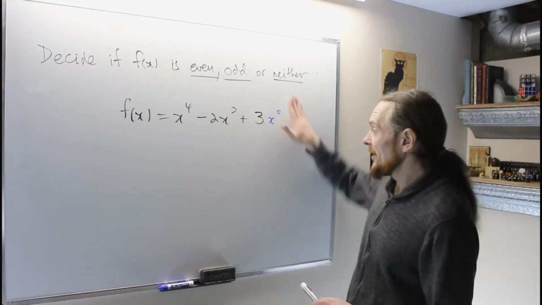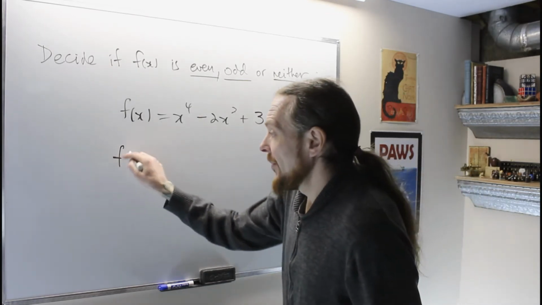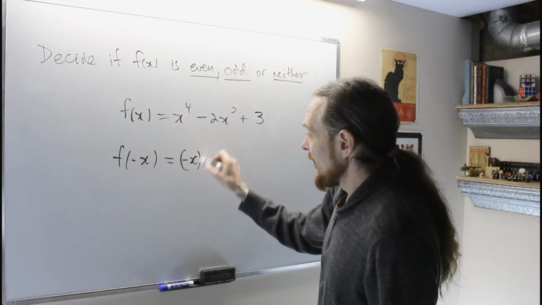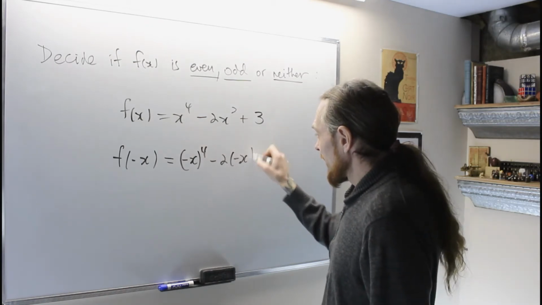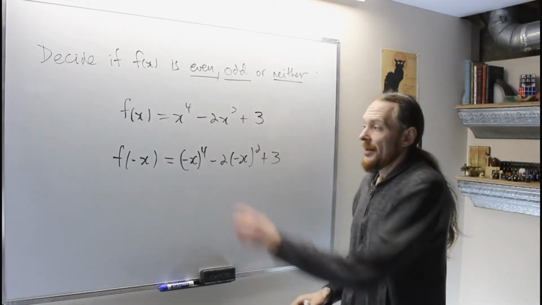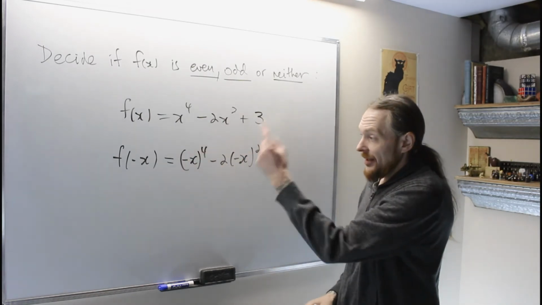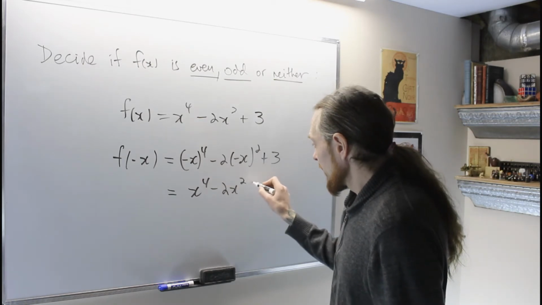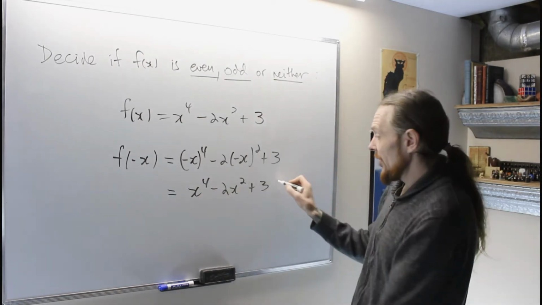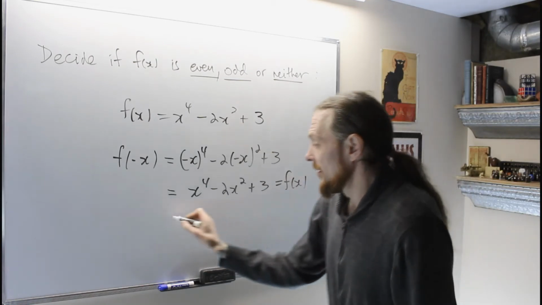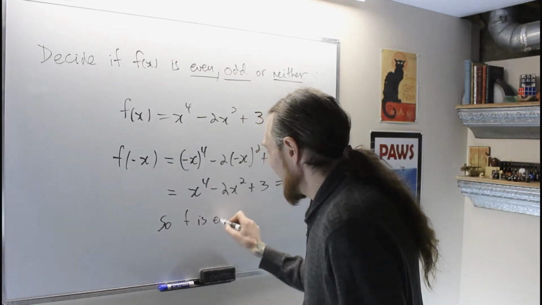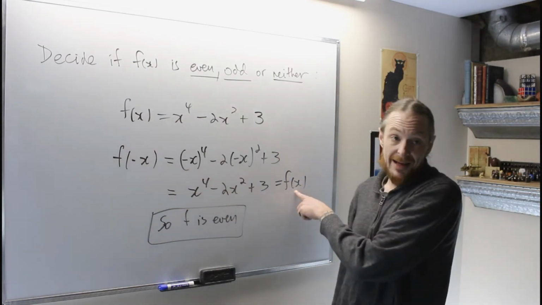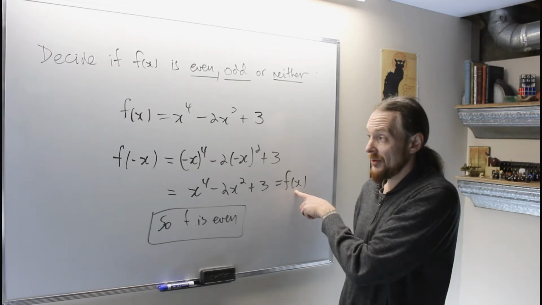In practice, how do we actually do this? We have to check f of negative x every time. So when I put that in there, negative x to the 4 minus 2 negative x squared plus 3. The x to the 4 kills the negative, the x squared kills the negative. So this will be x to the 4 minus 2x squared plus 3. That was my original function, so this is f of x. So f is even by definition, because f of negative x equals f of x, and therefore it's symmetric with respect to the y-axis.